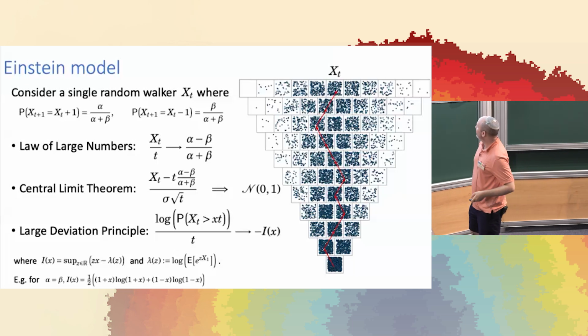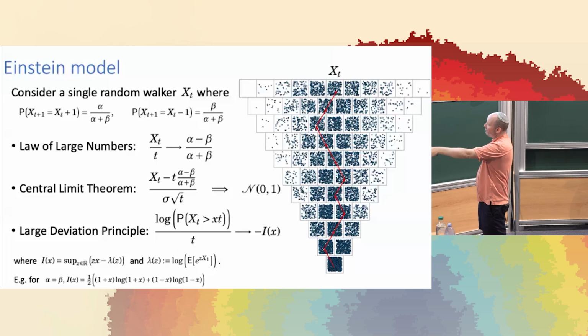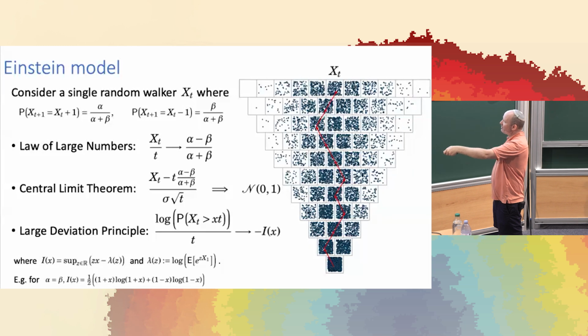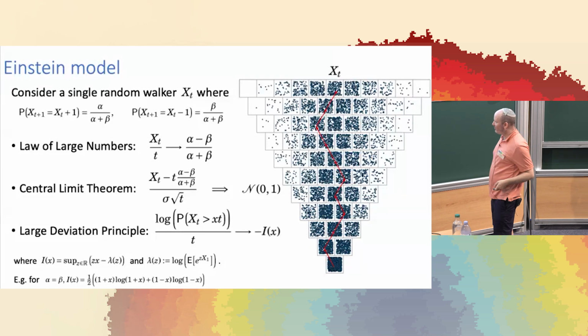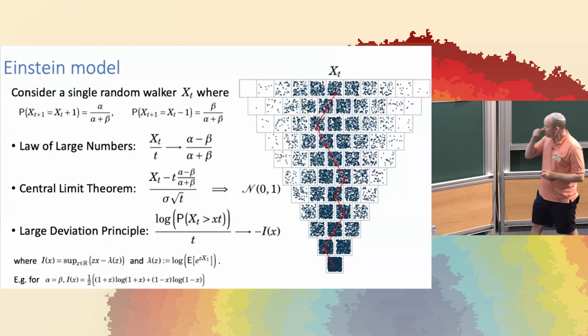In the case of independent identically distributed jumps, it's written in terms of this Legendre transform of the cumulant generating function, which in the case of the 50-50 Einstein left-right simple symmetric random walk has this nice form in terms of logarithm, this entropy function.